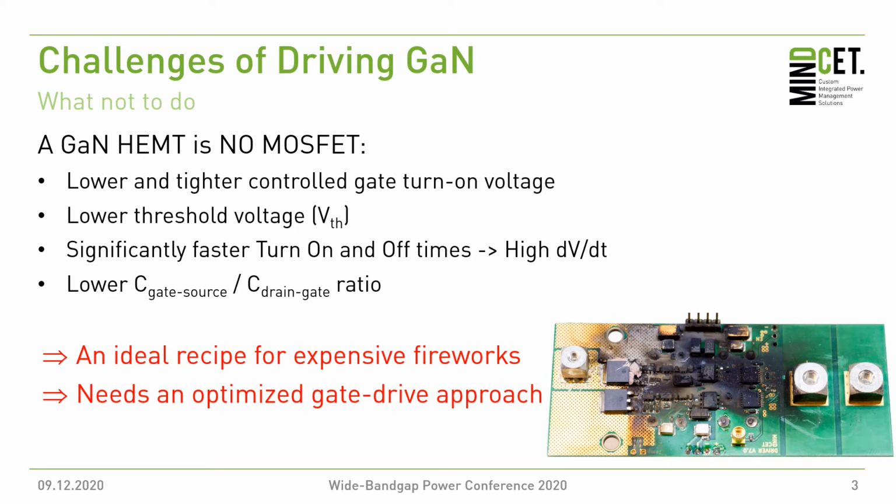Challenges of driving GaN. It's important to realize that a GaN HEMT is not a MOSFET. The threshold voltage is much lower compared to a MOSFET, and also the maximum gate voltage has to be better controlled in order to maintain reliability. The turn on and turn off times are much faster, so that results in a high dV/dt, much higher compared to MOSFETs. And finally, the capacitance gate source versus drain gate ratio is much lower, which is a risk for parasitic turn-on. All these things combined, they are an ideal recipe for expensive fireworks.